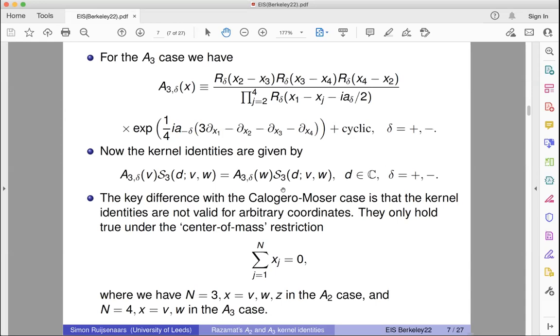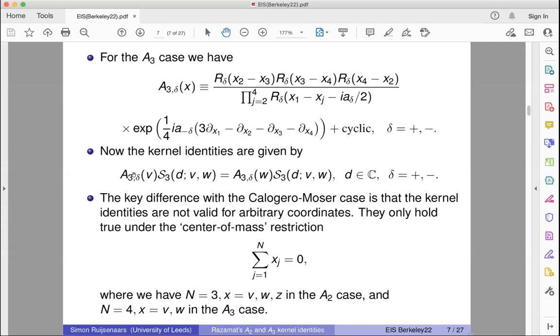So here we have this one parameter family of kernel functions with the parameter D, as opposed to this vector Z that we had in the A2 case, right? It's on the same footing as V and W. So here the situation is different in that regard. You have a one parameter family of kernel functions, whereas the analytic difference operators don't have a parameter. So this is again different from the case of the Clausius-Moser system.